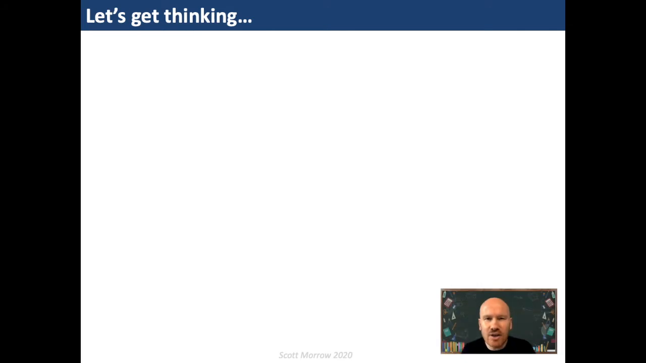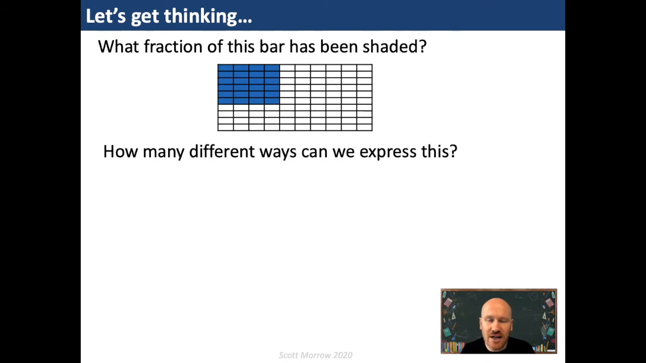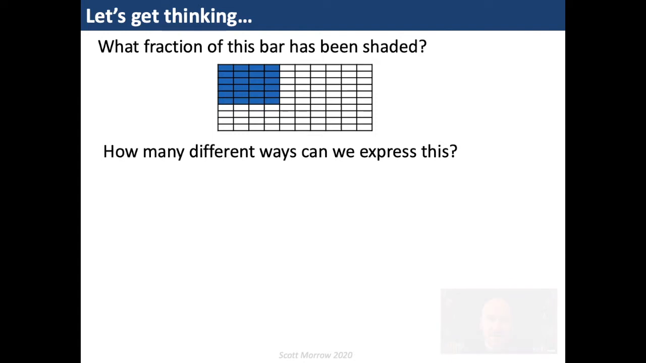Next, I'd like you to have a look at this bar, and I'd like you to discuss what fraction of this bar has been shaded. Now, once you've done that, I want you to have a think about how many different ways you can express that. Can you find equivalent fractions? Can you express it as a decimal? So pause the video for a couple of minutes, discuss that with a partner, and then share your thoughts with the rest of the class.